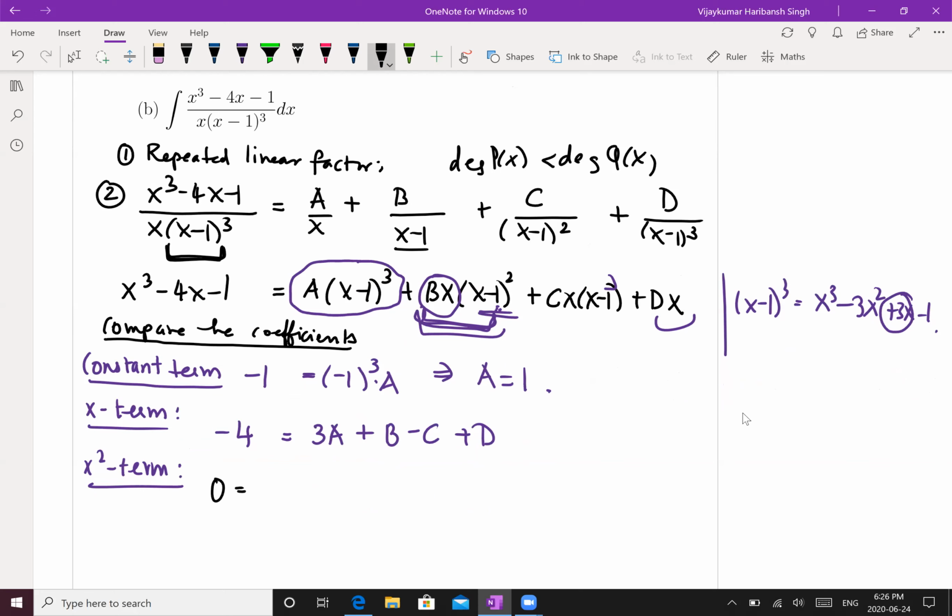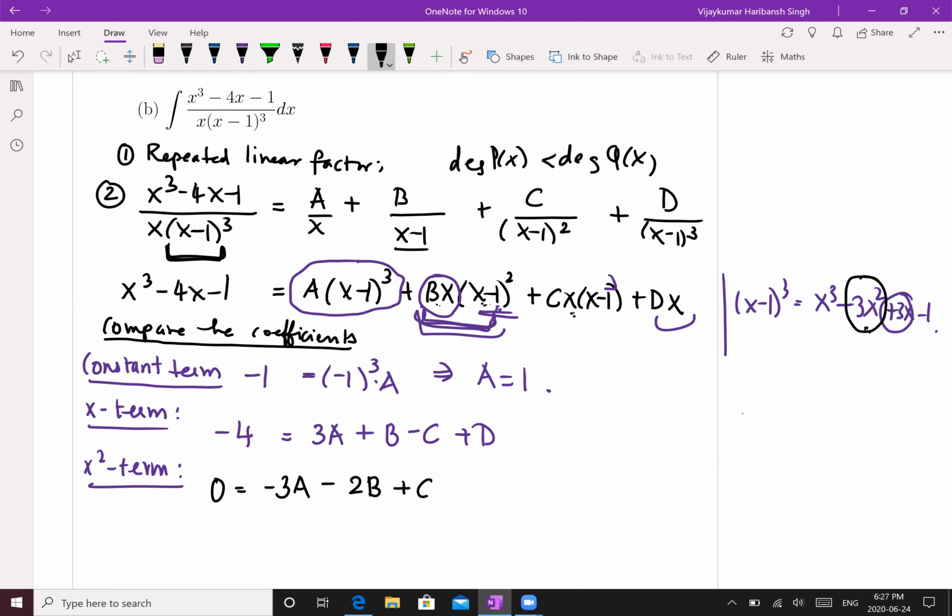what do you get on this side? You will get the x square term by this part here, right? So we get minus 3a. Here you will get the x square term when bx is multiplied with minus 2x of x minus 1 square. So you'll get minus 2b. And here you will get x square when you multiply cx with this. So plus c equals to 0.